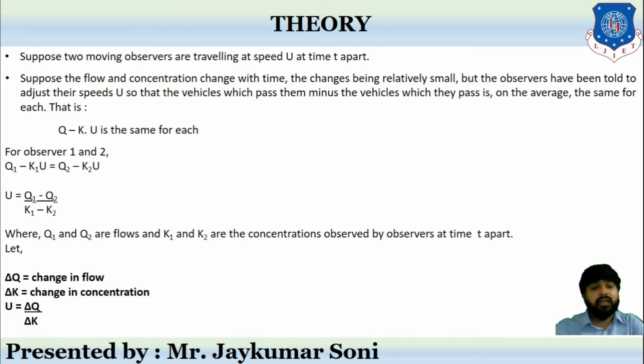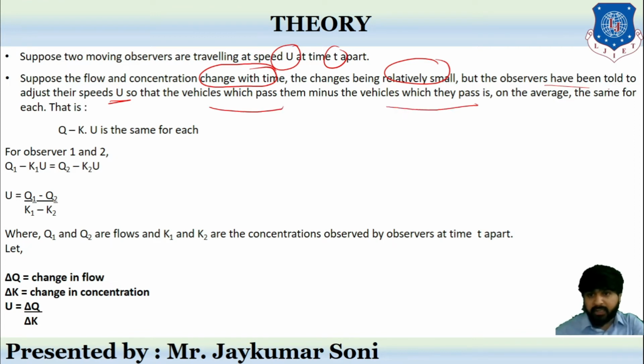See, now let us take another case. Suppose two moving observers are traveling at speed u for time t. So two moving observers are there. Speed is u and time is t. Now suppose the flow and concentration change with time, and these changes are very small. But the observers have been told to adjust the speed u so that the vehicles they pass minus the vehicles which pass them is the same on average. So q minus ku will be the same for each.